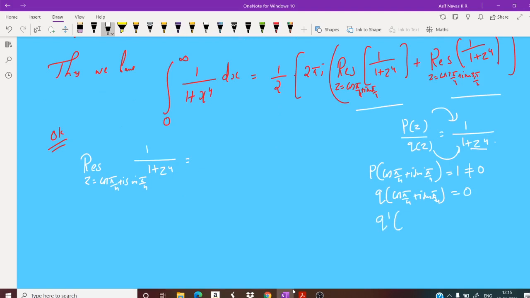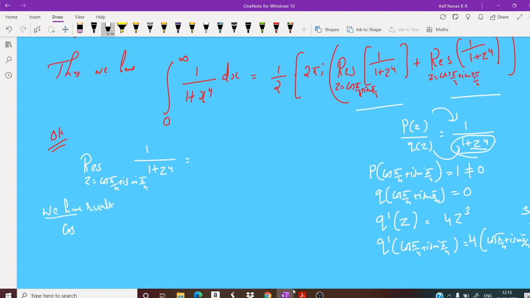And Q dash of z is 4z cube, and Q dash of cos pi by 4 plus i sin pi by 4 equals 4 times cos pi by 4 plus i sin pi by 4, all cubed. And we know a result, De Moivre's result.